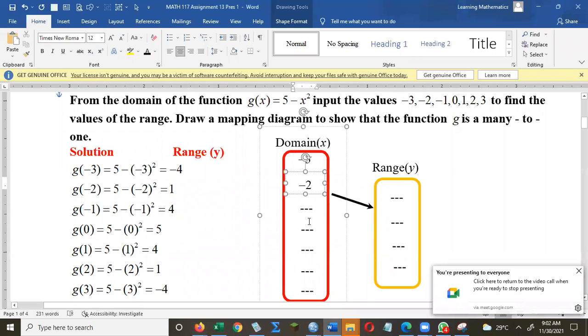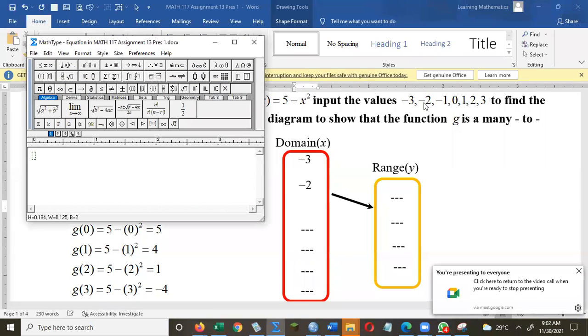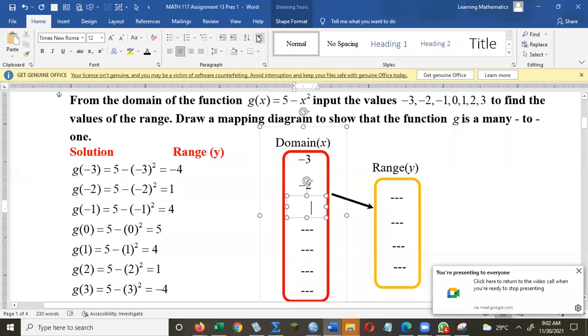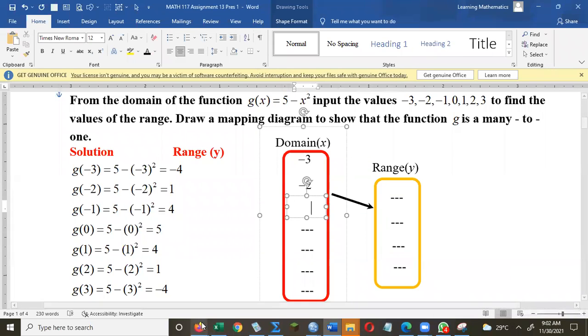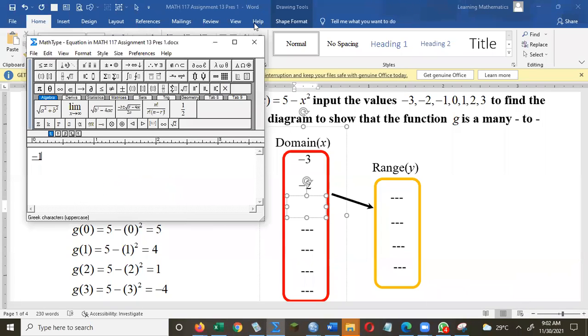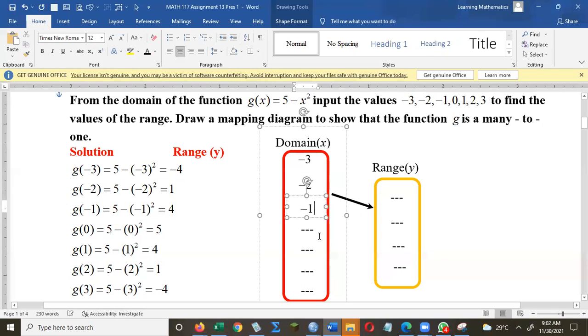So we are inputting the domain values. We're completing the mapping. We put -3, we put -2, now we're going to -1. The domain values here are -3, -2, -1. These are the domain values. Always associate the word domain with the letter X. These are the X values.